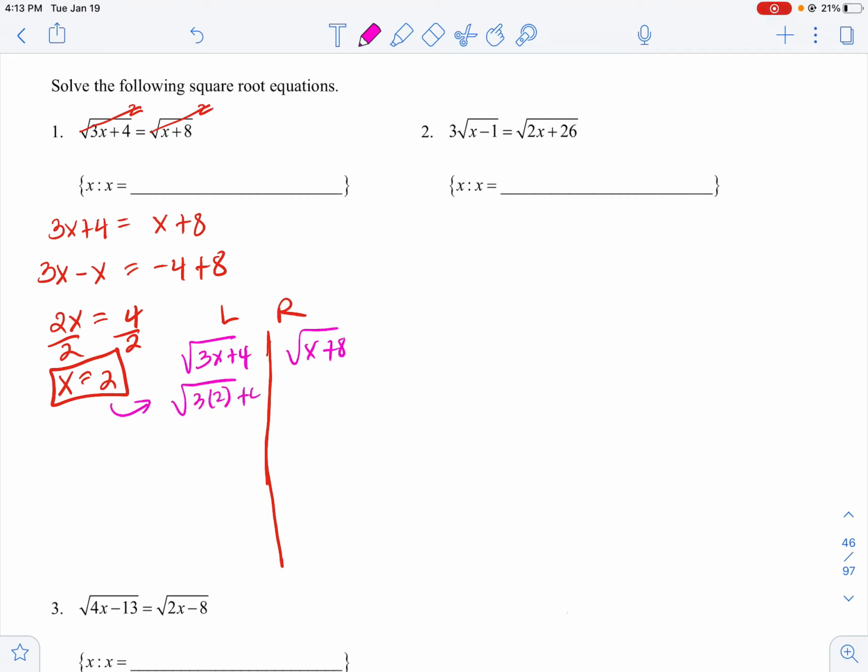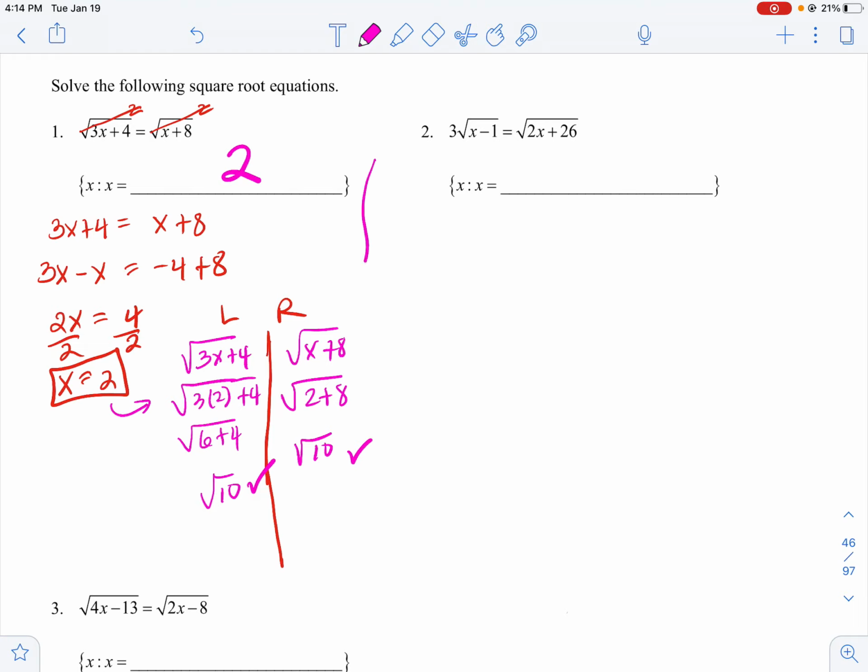3 times 2 plus 4, that's 6 plus 4, that's the square root of 10. So we have a square root of 10 on the left. Our goal is to also have a square root of 10 on the right. So that is 2 plus 8, and that is also the square root of 10. Because these are equal to each other, 2 is our final solution.